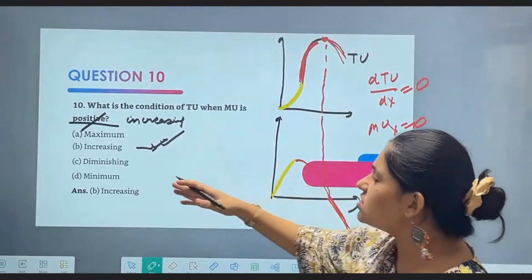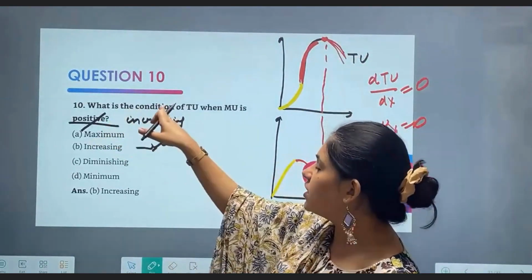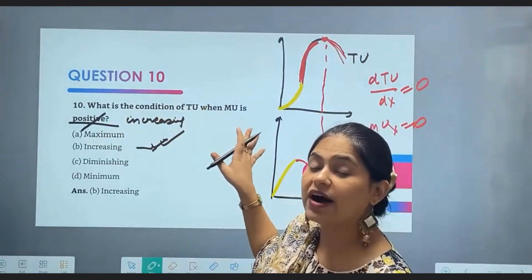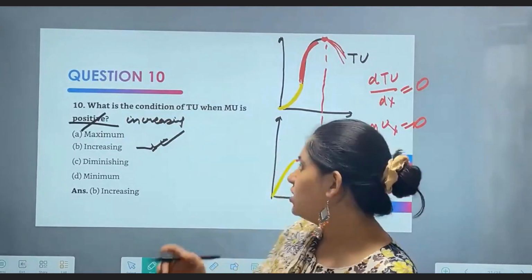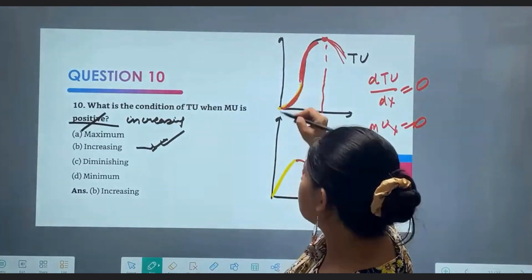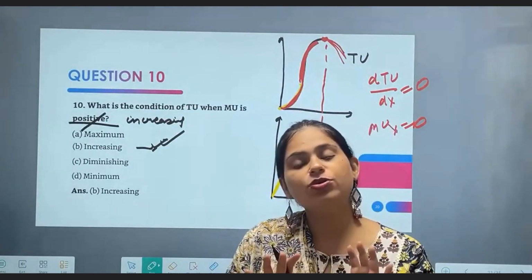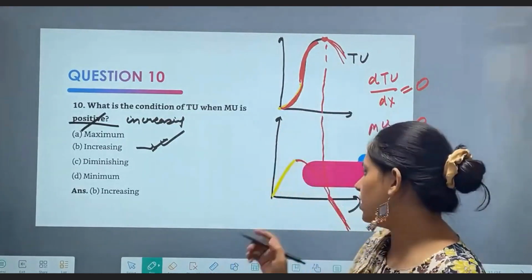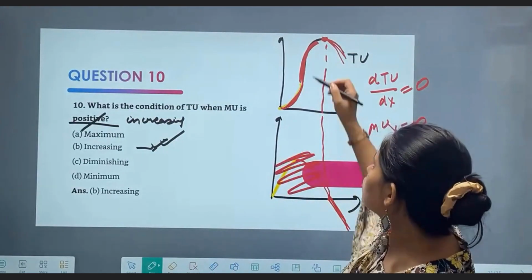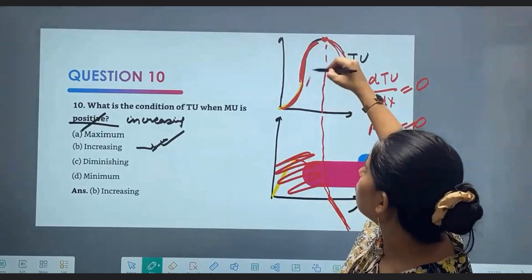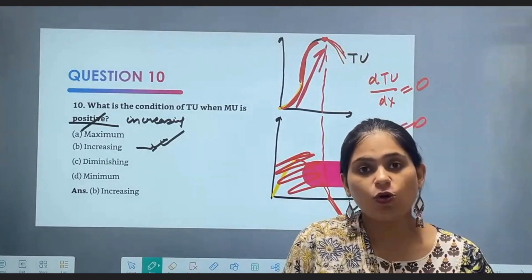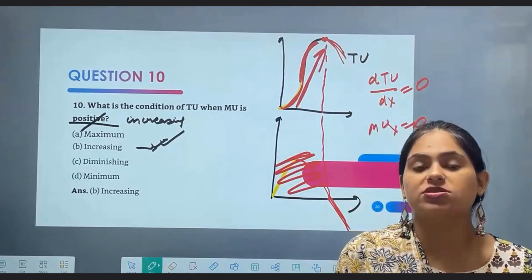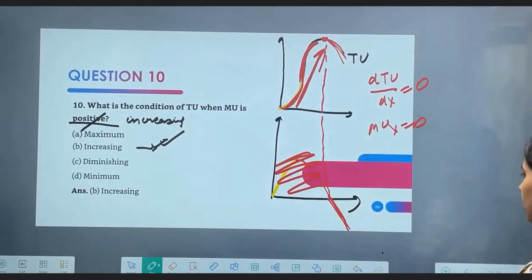So suppose in exam they could have asked you, what is the condition of total utility when marginal utility is increasing, not positive, increasing. Then you should have said it will increase at an increasing rate. If marginal utility is only stated to be positive, then we know that total utility throughout is increasing in this zone. So we can simply say increasing. I hope you are clear with the slope concept. Okay.